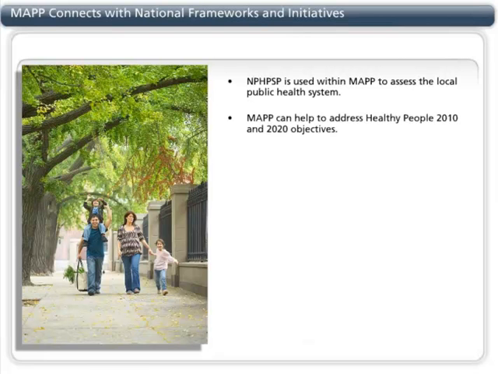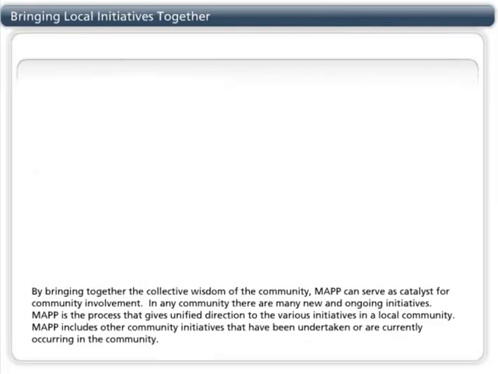MAPP can also help communities address other Healthy People 2010 objectives, such as substance abuse, physical activity, and tobacco use. Remember, MAPP provides a community health improvement process that incorporates the essential services, a framework that was developed by national organizations in order to better identify and assure public health responsibilities. By bringing together the collective wisdom of the community, MAPP can serve as a catalyst for community involvement.